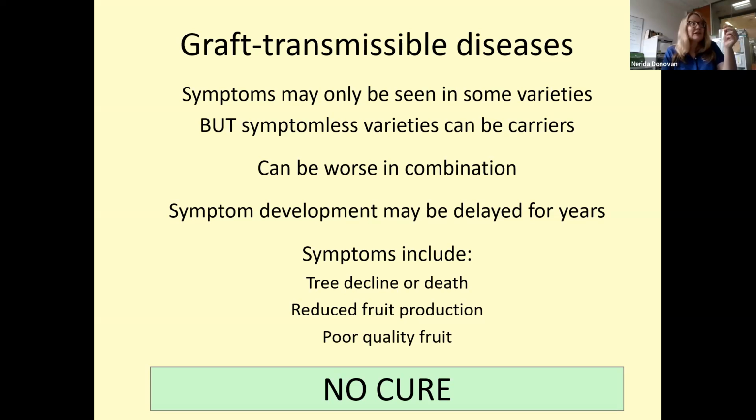Or if you graft onto a different rootstock. So there might be one rootstock that's quite tolerant, and it doesn't matter that the bud is infected. You take a bud from that tree, put that onto a different rootstock, and there can be a significant impact if that rootstock variety is susceptible. Can be worse in combination as well.